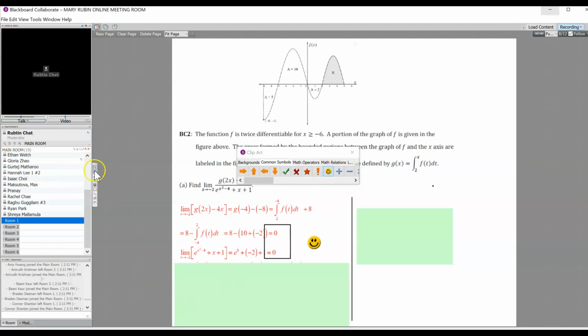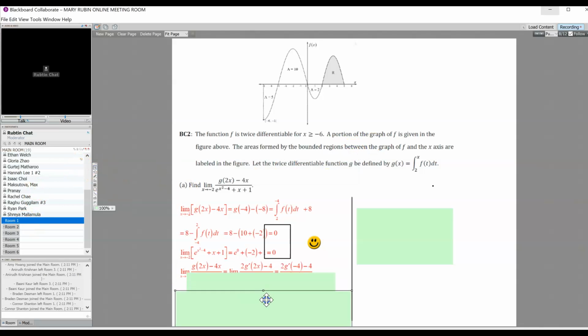So L'Hopital's rule applies, and I can carry on. I'm going to differentiate this independently. You differentiate the top independently from the bottom. So g of 2x is now g prime of 2x times its derivative, chain rule, minus 4, derivative of 4x is 4. 2g prime. Well, g prime, remember, is this graph.